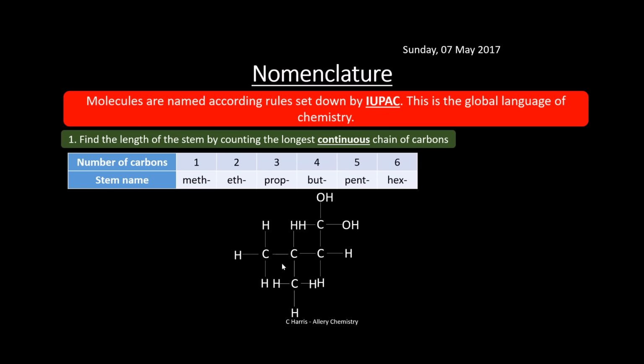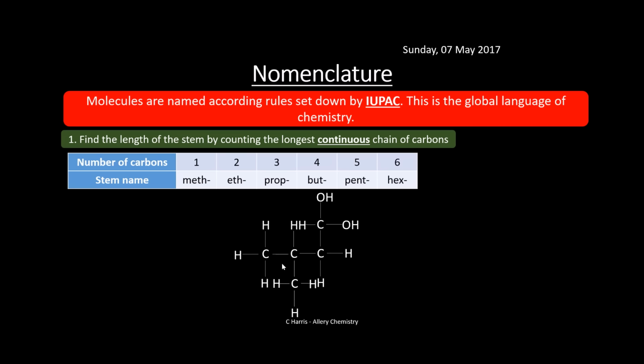So the first thing we have to do is find the length of the stem by counting the longest continuous chain of carbons. So the stem name, if it's got one carbon, it's meth. If it's two, it's eth. If it's three, it's prop. Four is but, five is pent, and six is hex. And you can go on and on, you get sevens, eights, nines, etc. So basically you need to know the stem names.